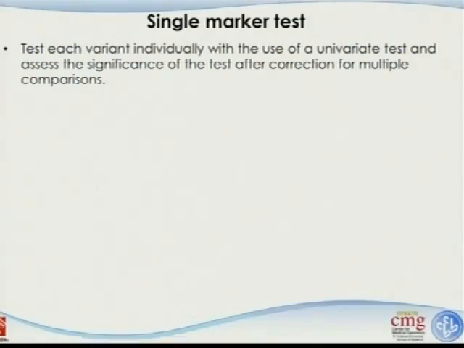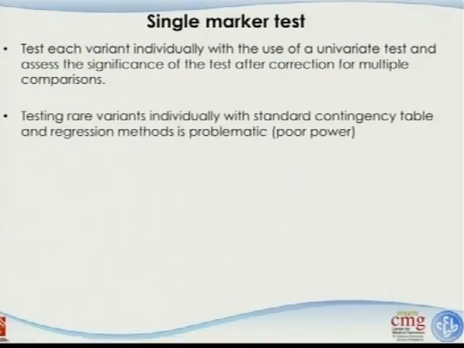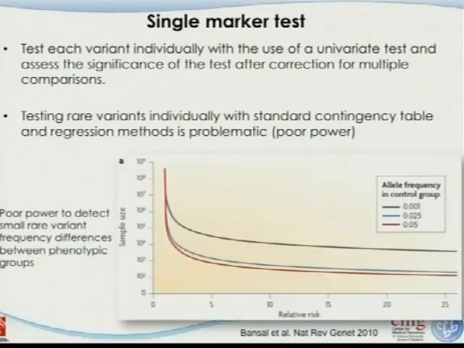Okay, so the short conclusion for that is it won't work, just because the power is too low. We have so many variants to correct for in multiple hypothesis testing, so we are not going to get good power for that. This is one of the simulation studies in Nature Reviews Genetics.